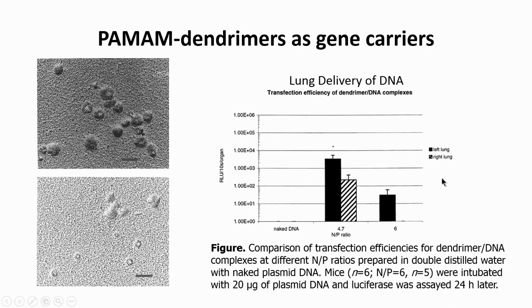So, just some example on this is from a paper. What you are seeing is these PAMAM dendrimers were formed as gene carriers, and they were mixed with some DNA to form a complex, the dendrimer DNA complex, and this is just an electron microscope image.